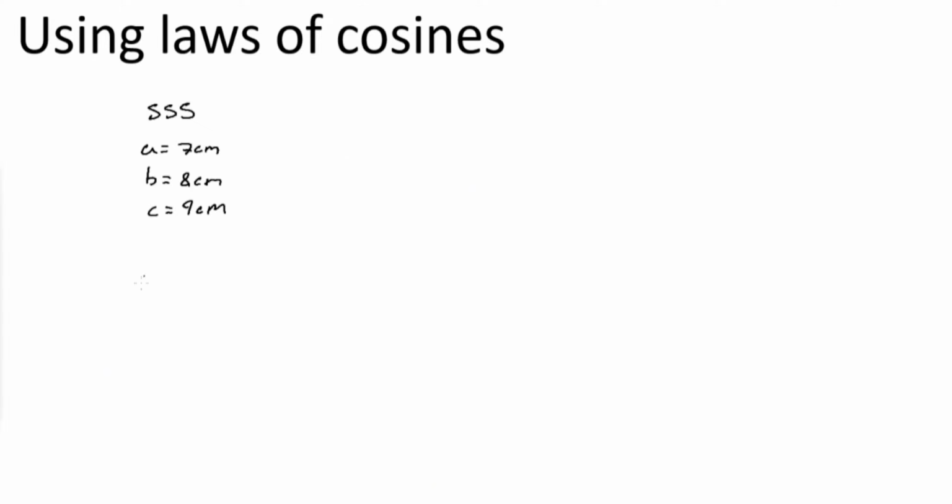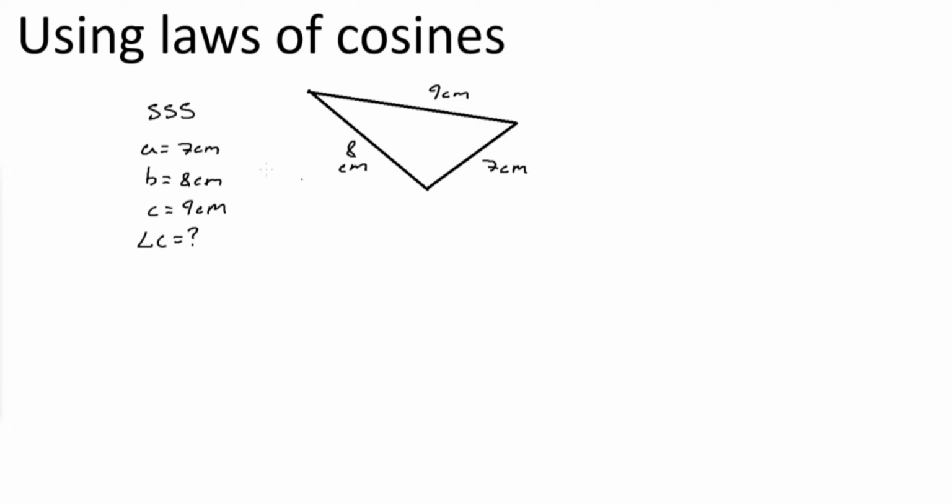Now we want to find the measure of angle C. So we don't know the measure of angle C. So let's draw a triangle here. There's going to be a bit more math involved in this, because we have a few more steps to take. So we got our nice little triangle here, and we're going to say this is 9 centimeters, this is 8 centimeters, and this is 7 centimeters. It's not super realistic, but we'll just say it is.